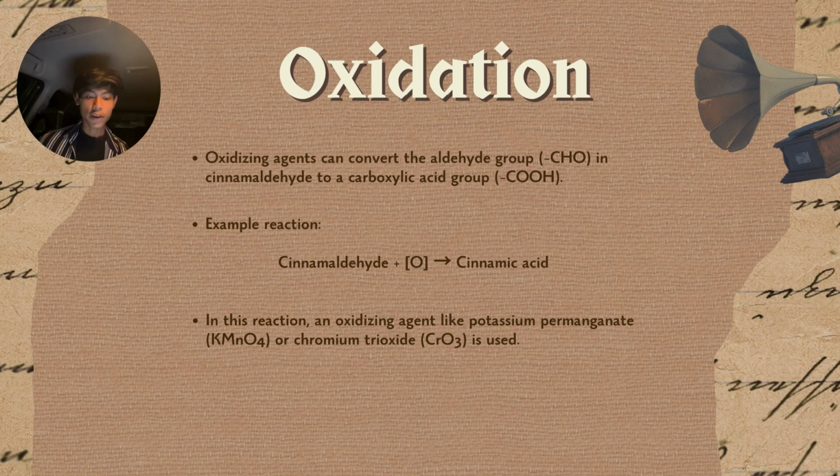So, first things first, the first chemical reaction of cinnamaldehyde is oxidation. So, oxidizing agents can convert the aldehyde group, CHO, in cinnamaldehyde to a carboxylic acid group. So, an example reaction of this is cinnamaldehyde plus an oxidant equals cinnamic acid. So in this reaction, an oxidizing agent like potassium permanganate or chromium trioxide is used.